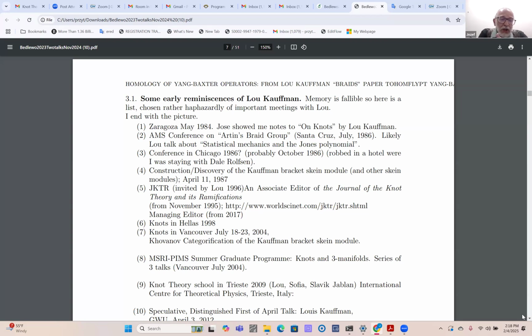The big dream is to see Khovanov homology as kind of responsible for phase transitions in some statistical mechanics models. And this first paper of Lou Kauffman was showing that already the Kauffman bracket is related to the Potts model, or maybe the Ising model, or something in between.